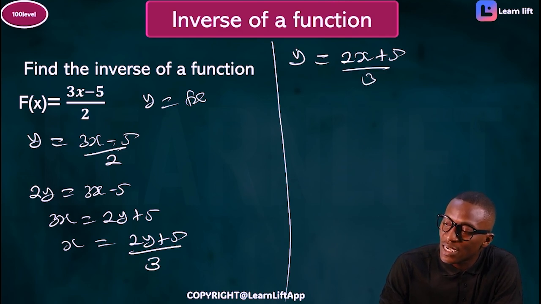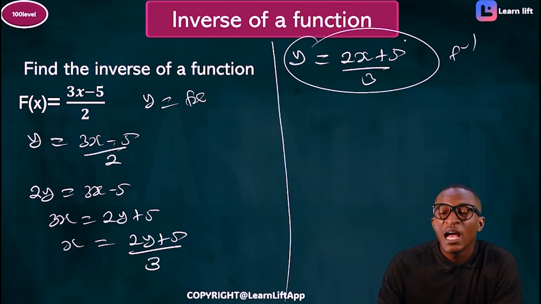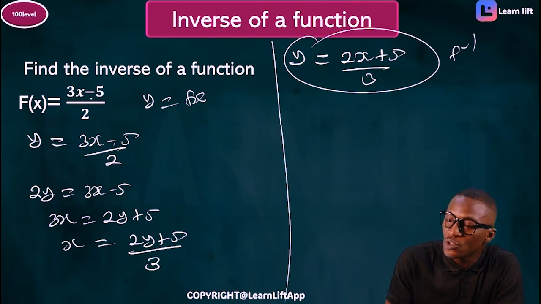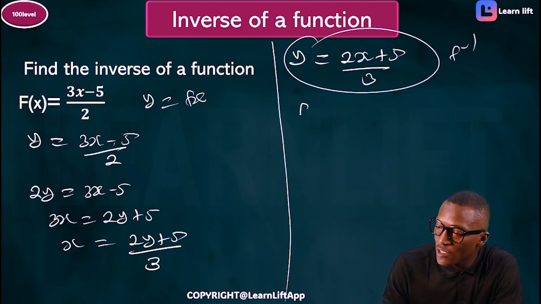This is practically what we call the what? Inverse. This is f, and this is what we call the inverse. How do you know you are correct? Put this into this equation. You are going to get x. So our inverse is equal to 2x plus 5 over 3.